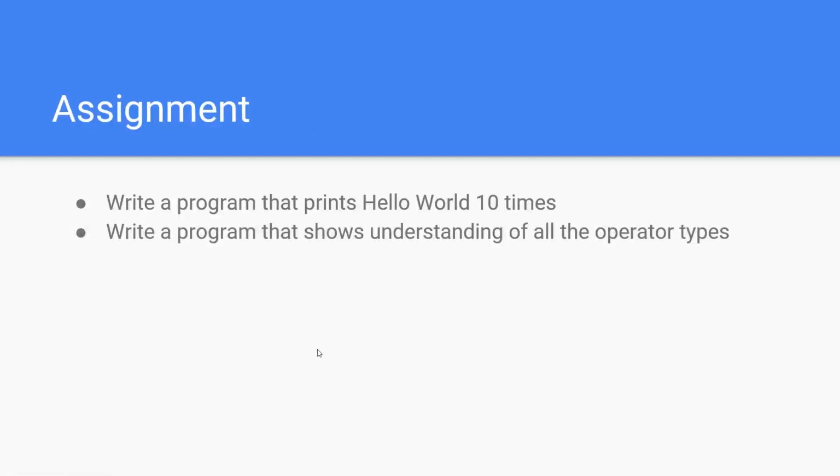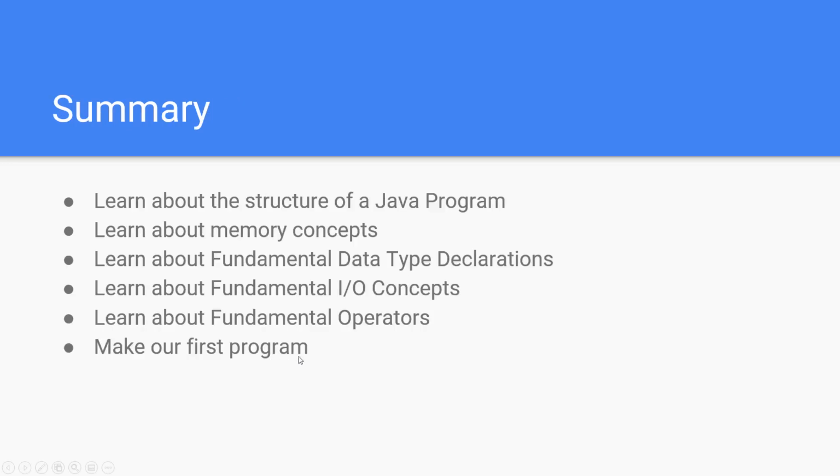So what we want to do here is write a program that prints hello world 10 times. There's a few different ways to do that. And then we want to write a program that shows the understanding of all operator types. Let's take a quick look at that after we complete our summary.